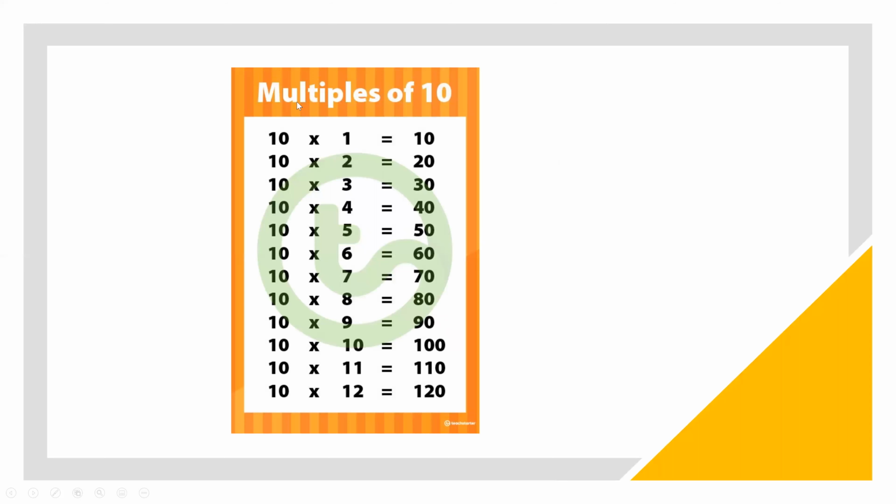Let's look at this chart. Last week, we learned to skip count by 10, and we were looking at multiplying 10 by any of the different numbers. Our answers are all multiples of 10, meaning that we use 10 as one of our factors to multiply, or one of our numbers to multiply. Don't worry, we're going to continue learning about multiples all week.